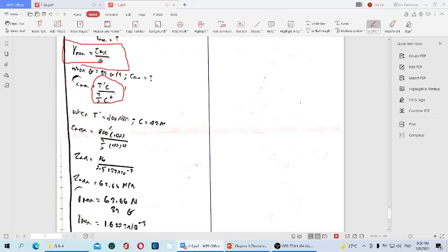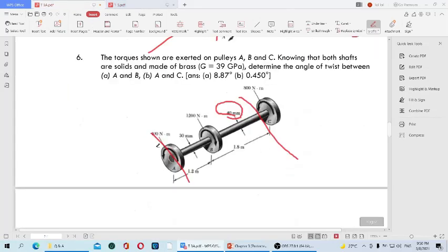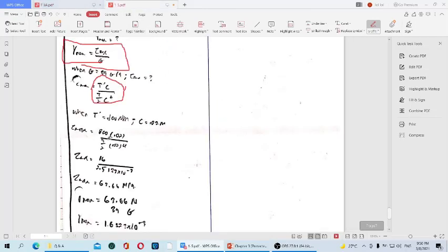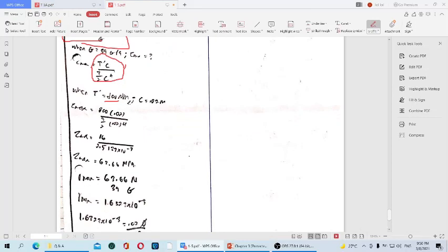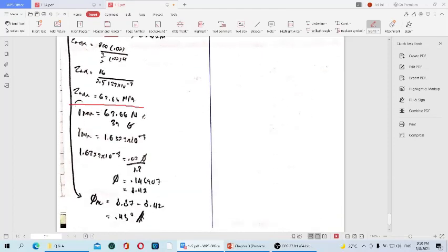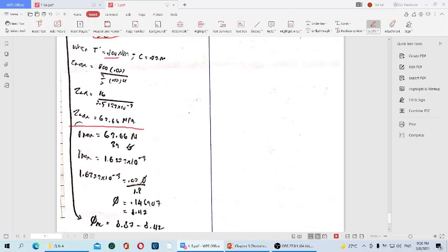Tau prime, you need to subtract this torque by this 400 Newton meter. Thus, you will get 800 Newton meter. That's why here there will be 800 Newton meter. And you need to multiply it by C over the polar moment of inertia. You will get tau maximum. Then you divide the tau maximum by the modulus of rigidity. You will get shearing strain equal to 1.6323 times 10 to the power of negative 3.